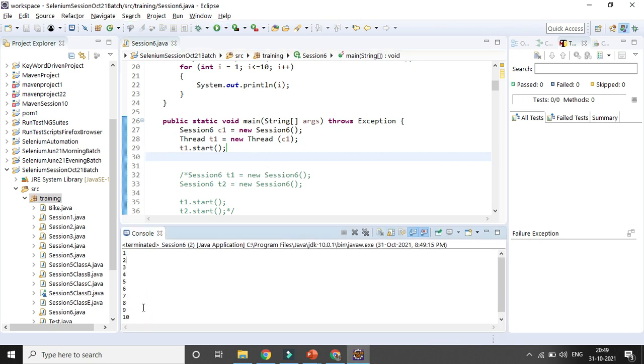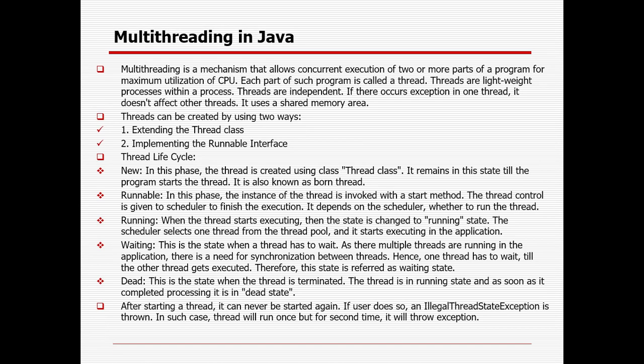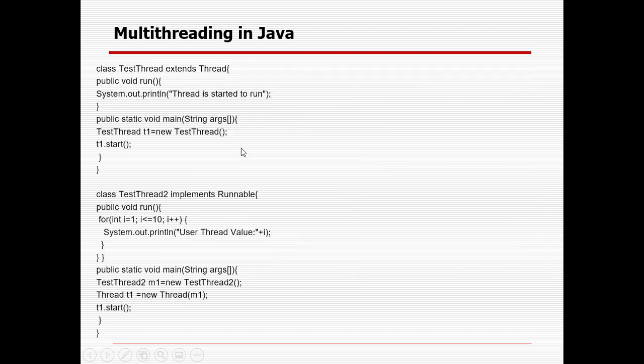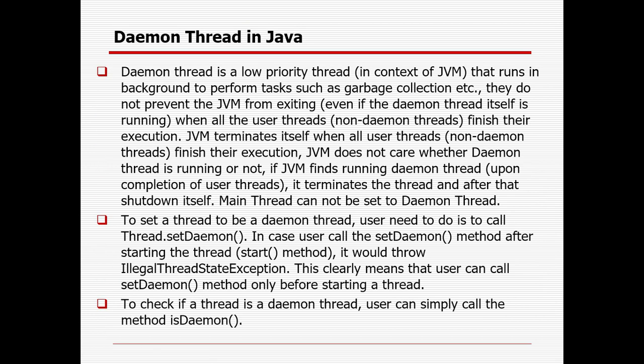Then the last one from the thread is called the daemon thread. Why is a daemon thread required? I already mentioned the life cycle: new, runnable, running, or interrupted. Sometimes a thread needs to be destroyed. Otherwise, they will be occupying the memory, and there will be some slowness in your system. So you need to destroy them, right?